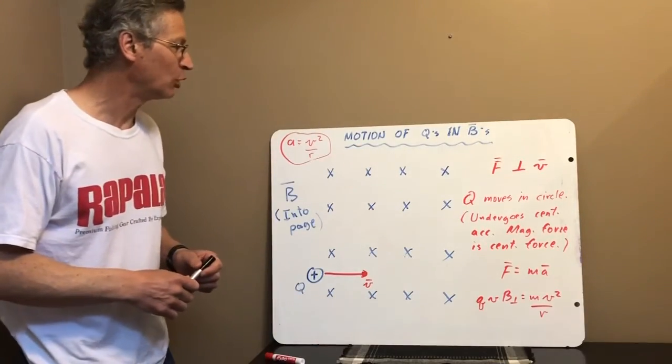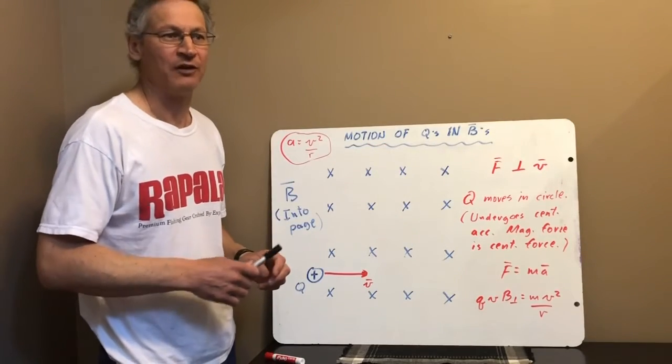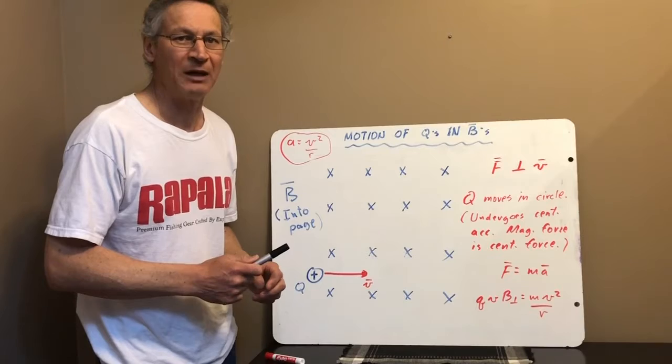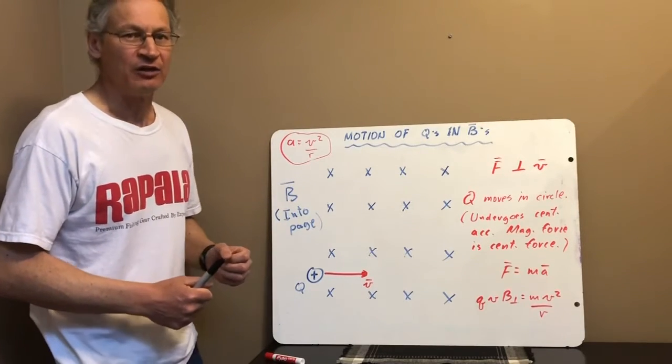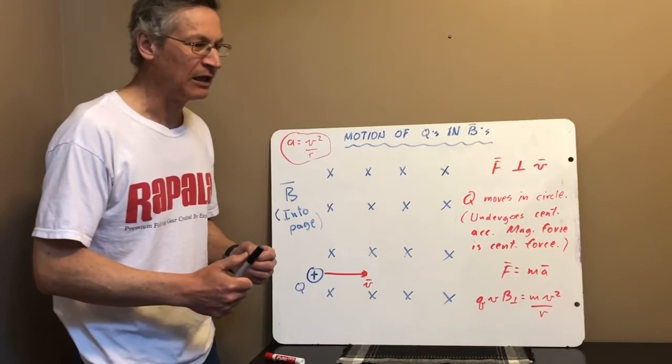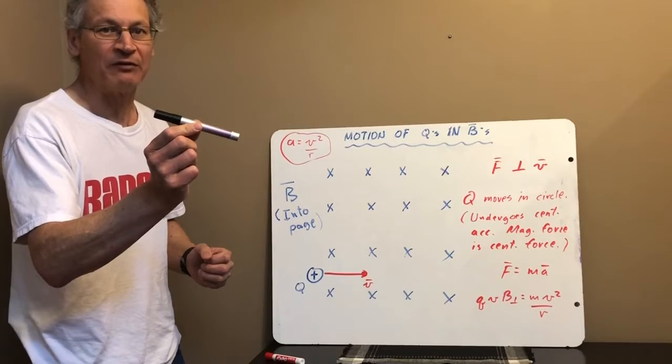And what we want to take a look at today is the motion of charges in magnetic fields. If a charge is moving through a magnetic field, it doesn't follow just any old path, it follows a very specific path. It's kind of like a projectile in a gravitational field.